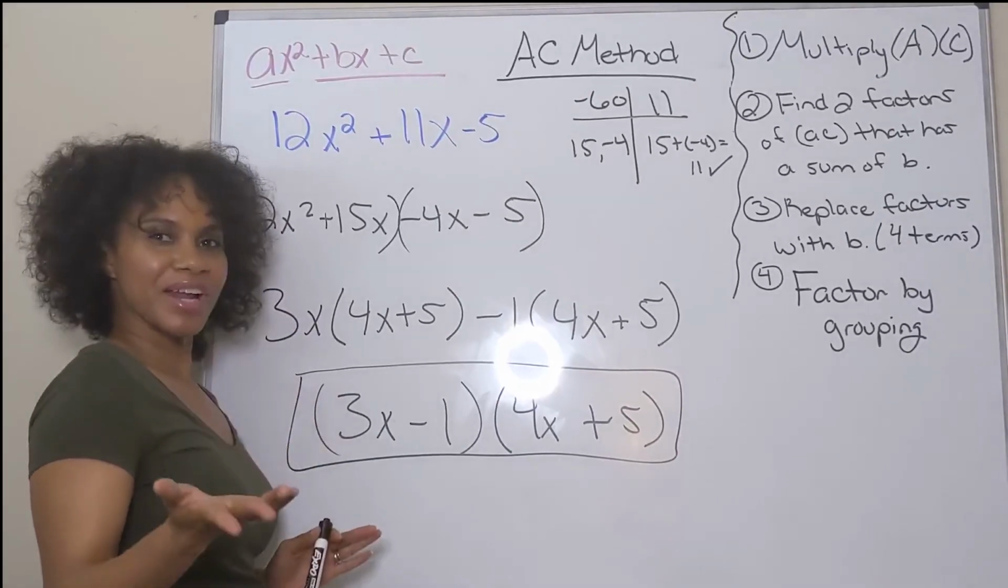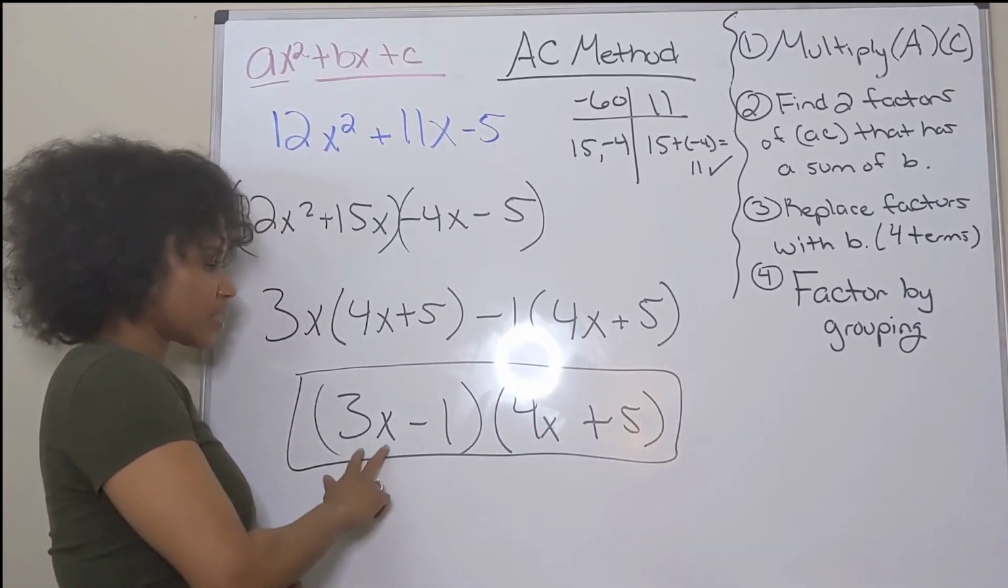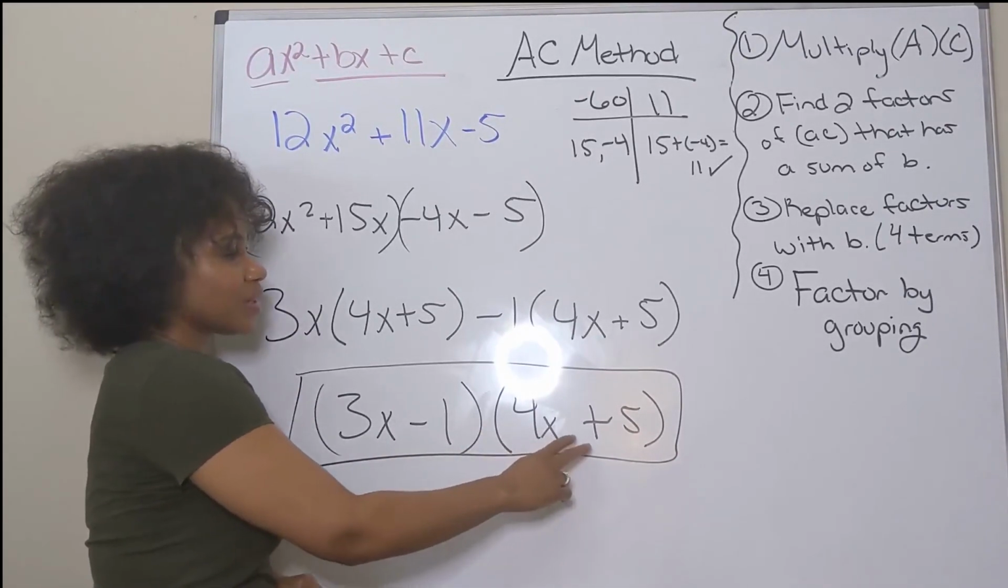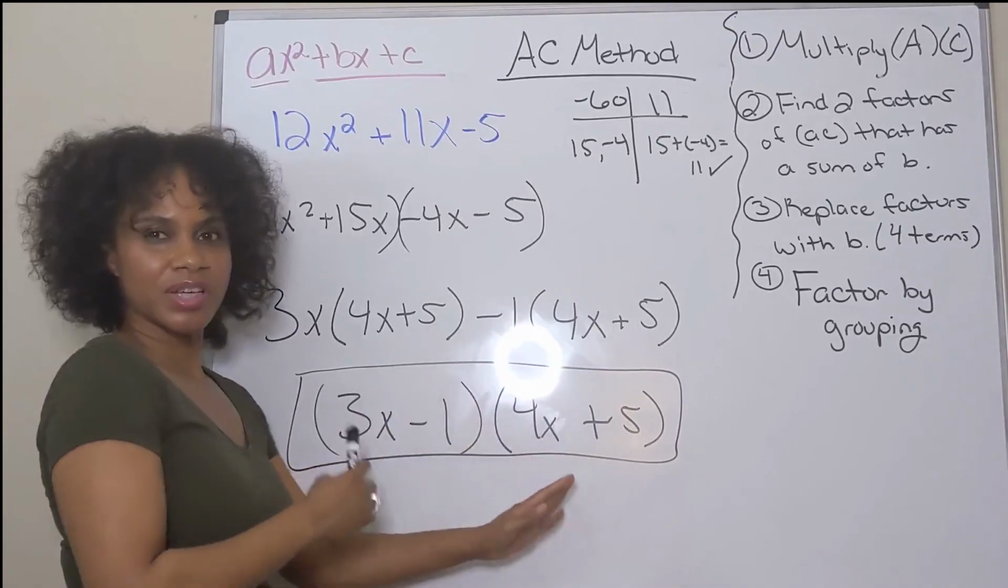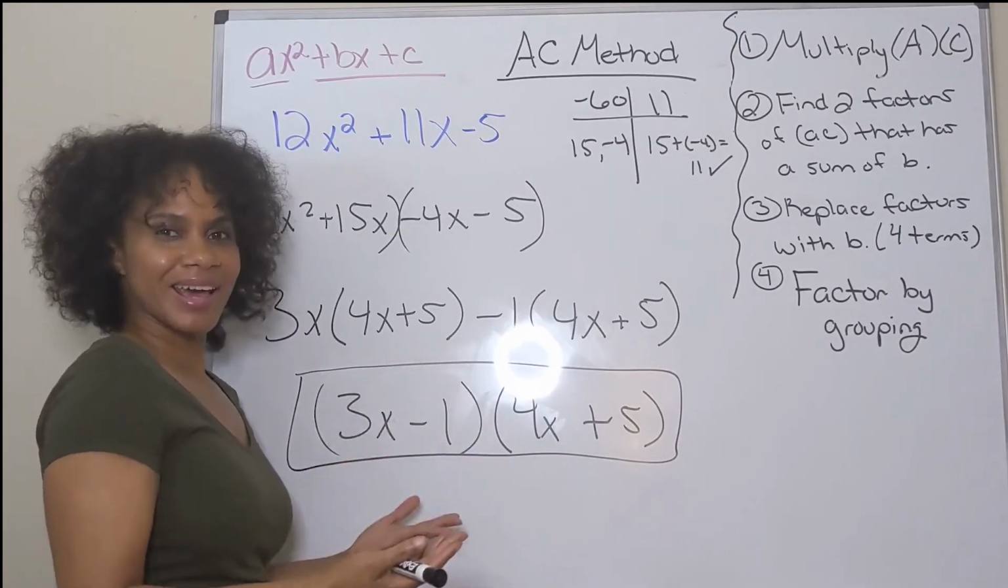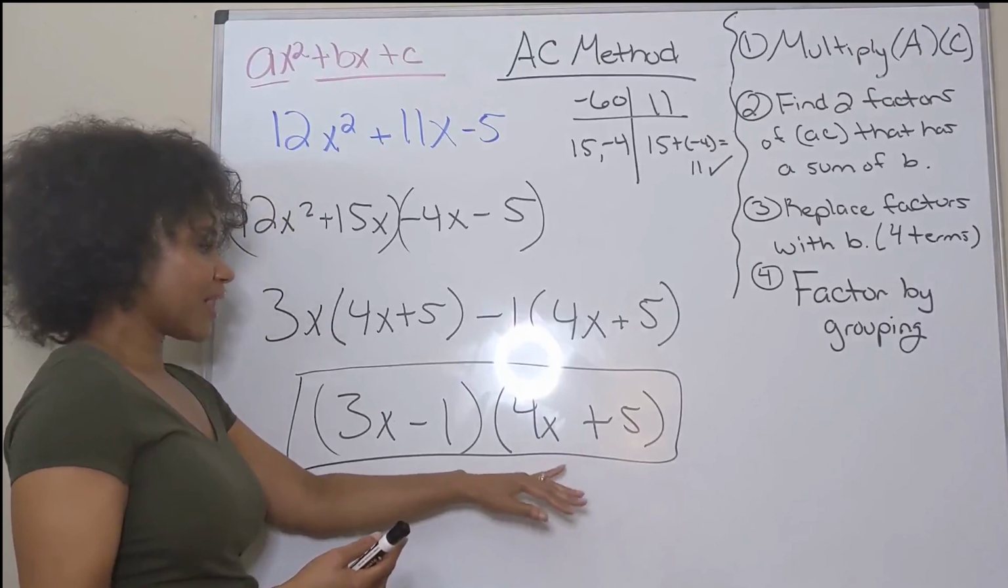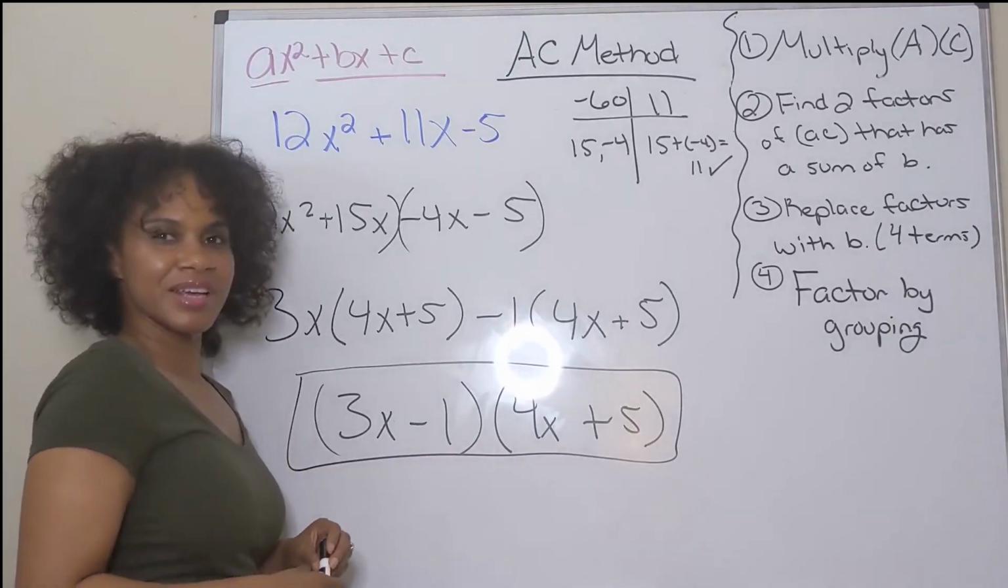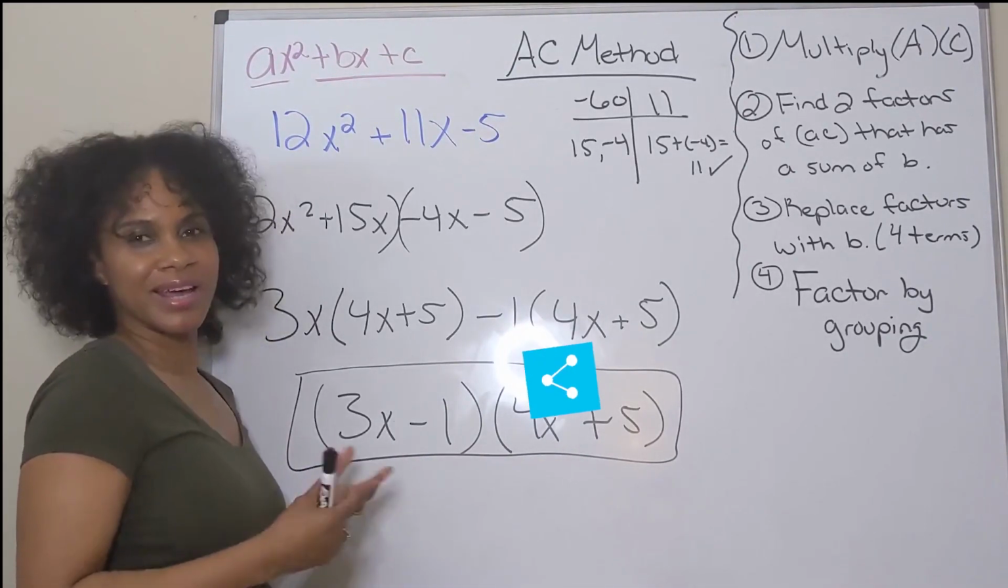Okay, so hopefully you got it correct. You should have gotten 3x minus 1 times 4x plus 5, or vice versa. If your binomials are flipped, that is okay. So hopefully you got this correct and you understand how to factor trinomials using the AC method now.